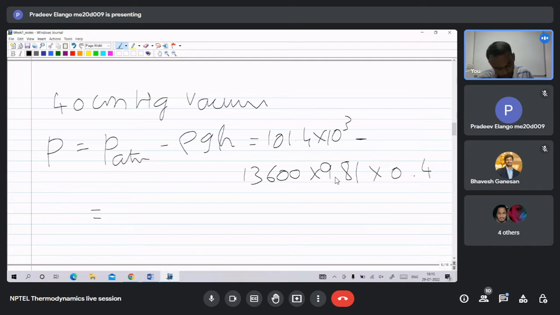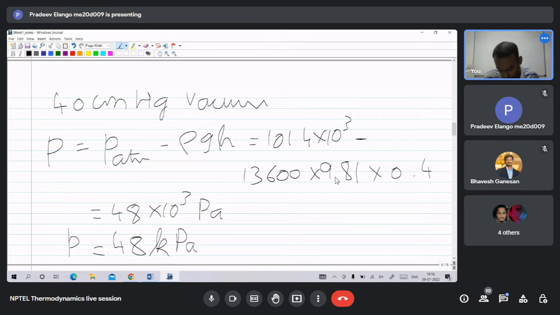Now this turns out to be 48 into 10 power 3 pascals, which is 48 kilopascal. So this is the absolute pressure. 48 kilopascal is the absolute pressure, whereas 101.4 kilopascal is atmospheric pressure. Since the gauge is reading a vacuum, we have subtracted it from the atmospheric pressure, and we have got 48 kilopascal as absolute pressure. I hope this is clear.